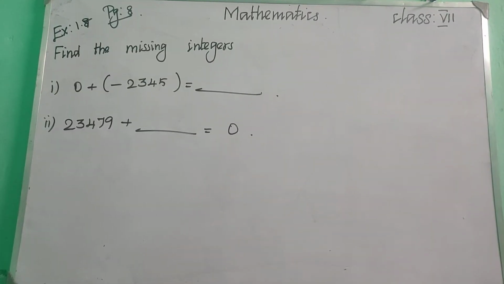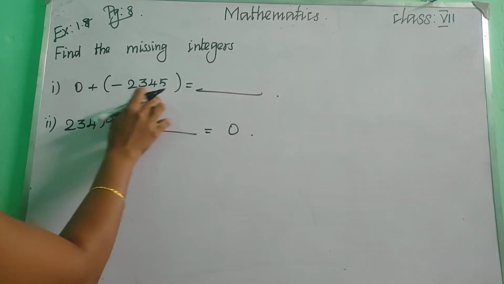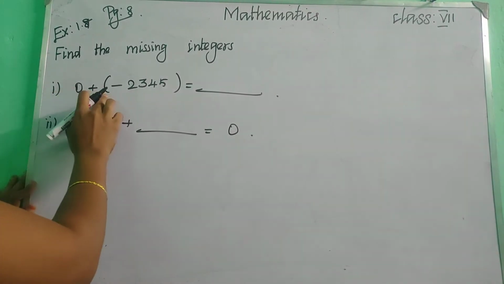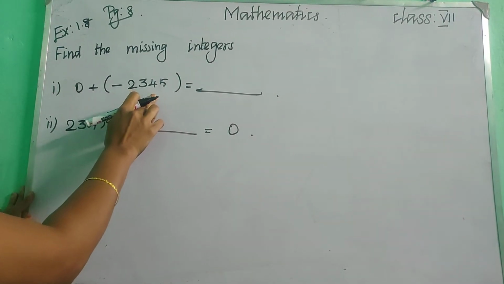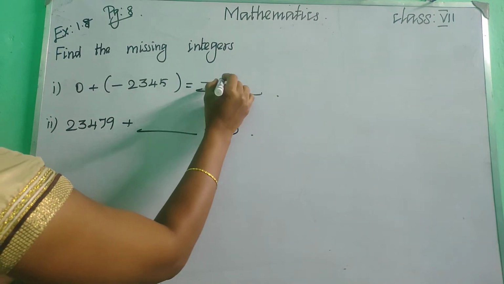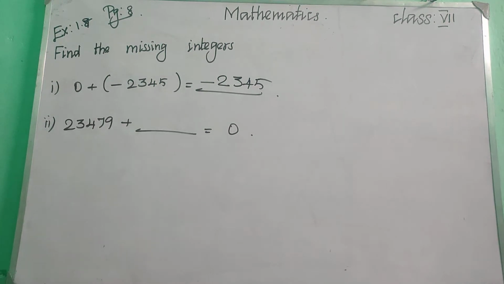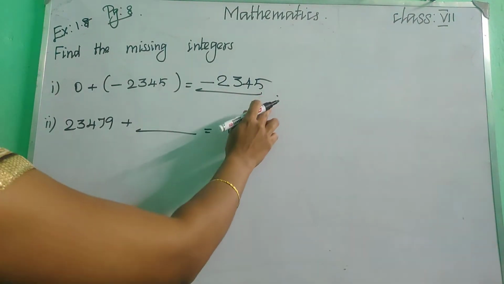So example 1.8, it's on page number 8. The first one: find the missing integers. The first question is 0 plus minus 2345. We can say it is in the form of additive identity, right? Additive identity means 0 plus minus 2345 gives the same answer, 2345. So therefore it is the additive identity.